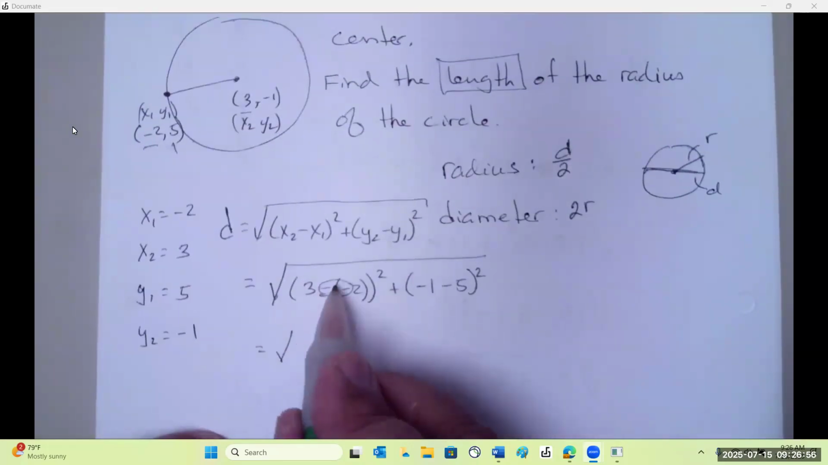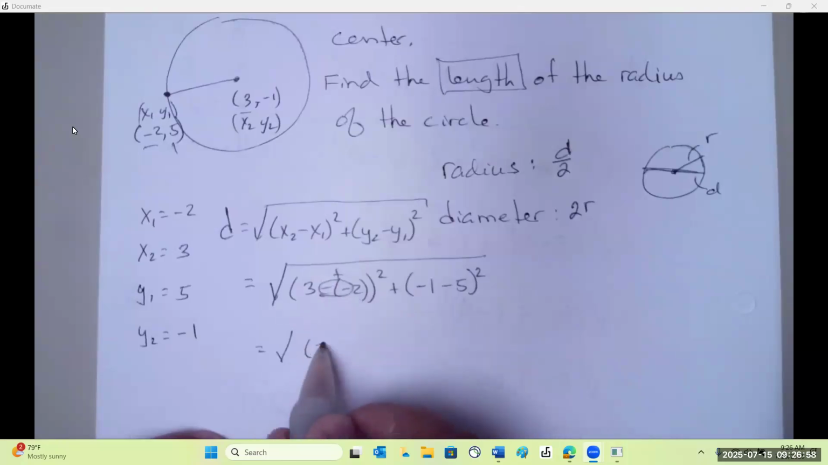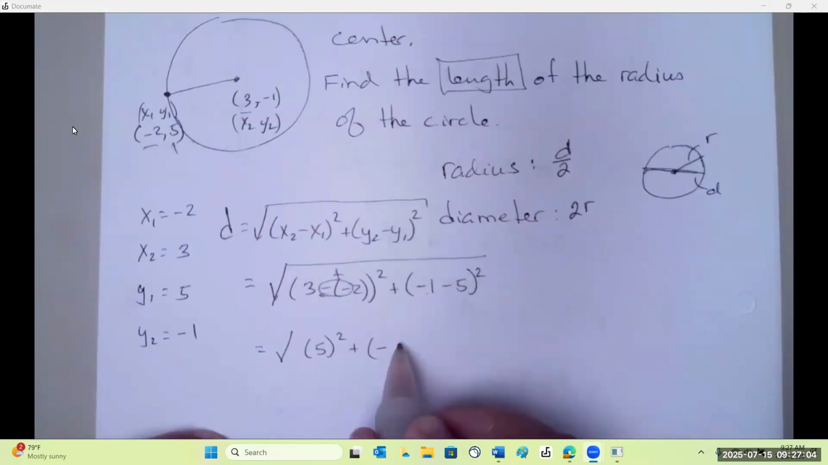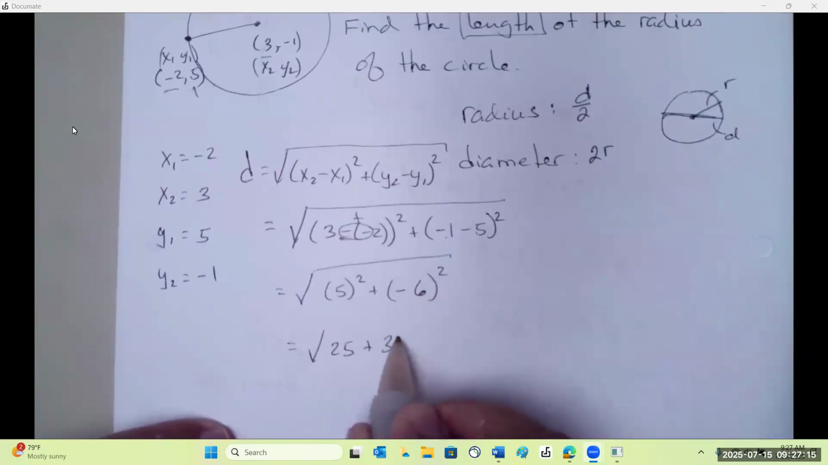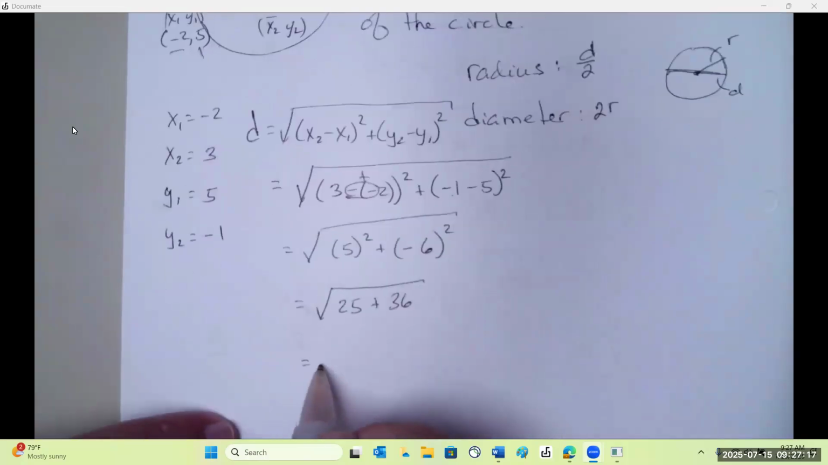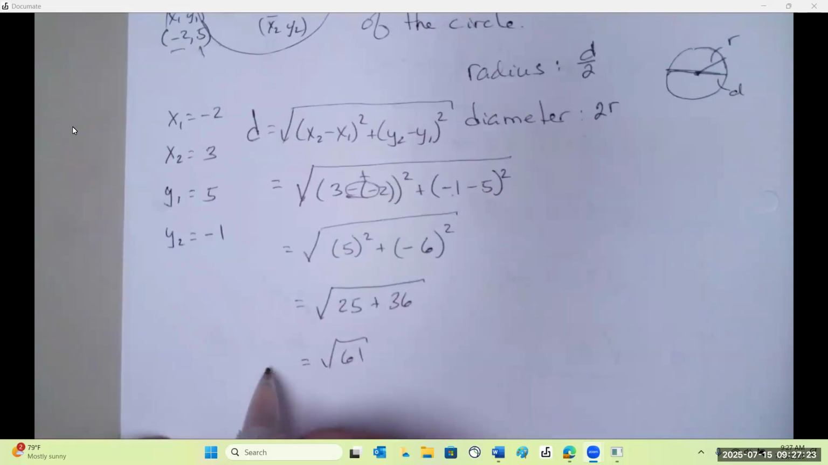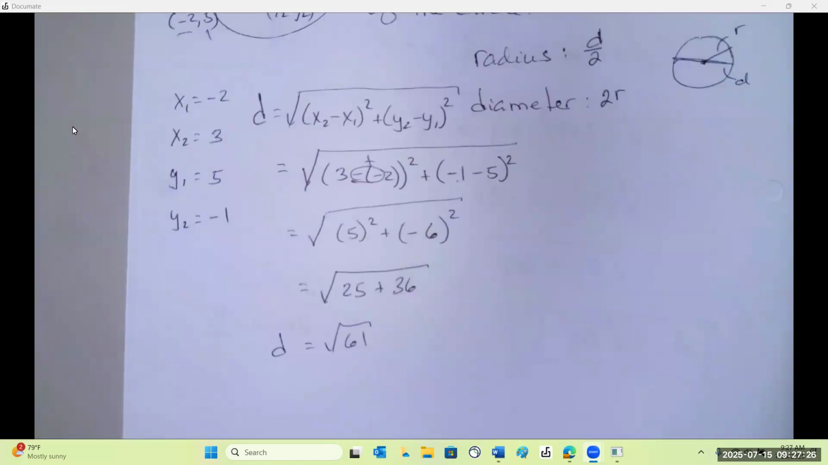So negative and negative becomes a positive. So we have 3 plus 2 is 5. -1, -5, they're both negative. So I add them. I get -6. 5 squared is 25. 6 squared is 36. So 25 plus 36 is 61. Pretty straightforward. It's just plug and play, like I said.